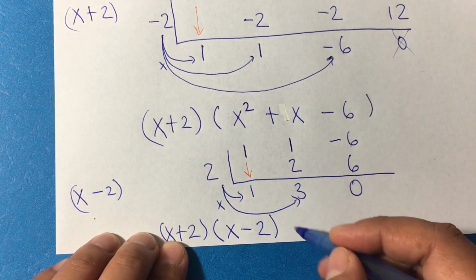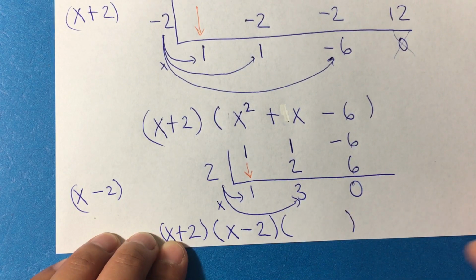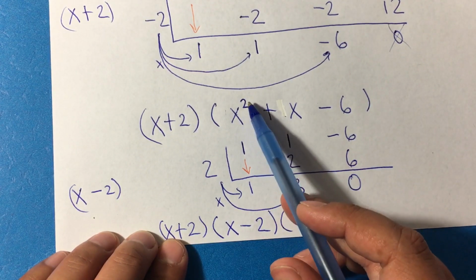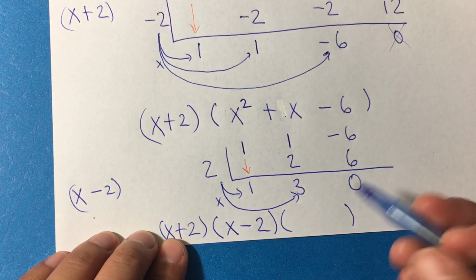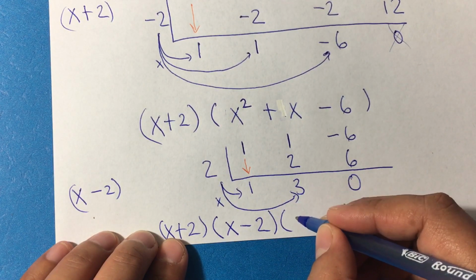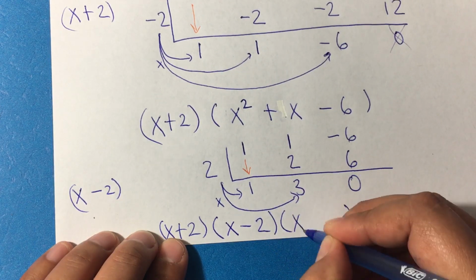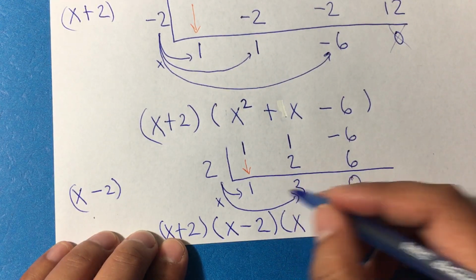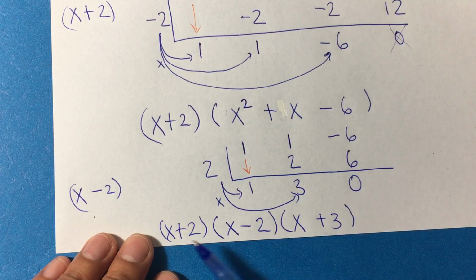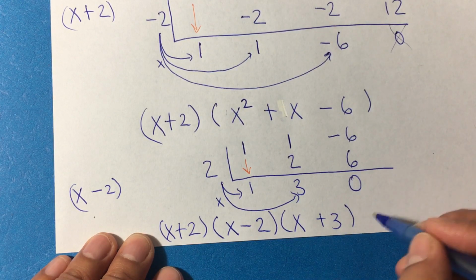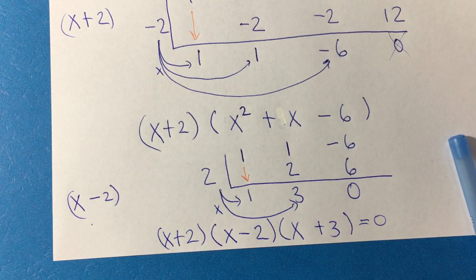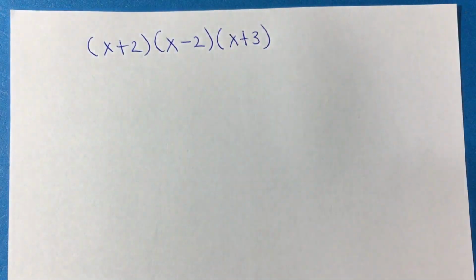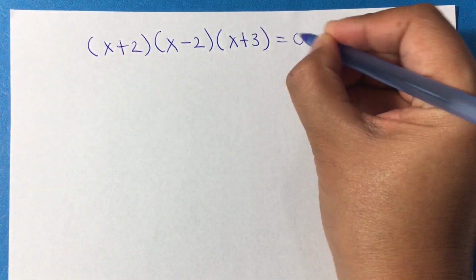And this remainder will be our other factor. Since the degree was 2, this one will be with the next descending order. So it's going to be 1x and plus 3. This will help us find our 0 values. Okay, and let me rewrite it so we can do the graph as well. Here it is, and so we equal it to 0.